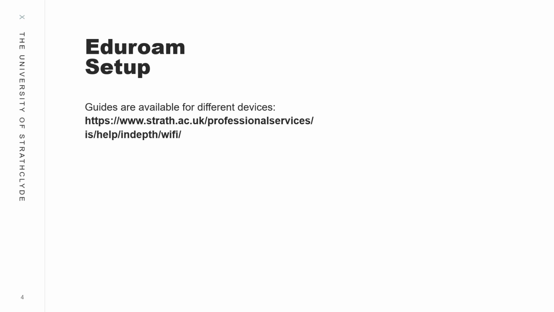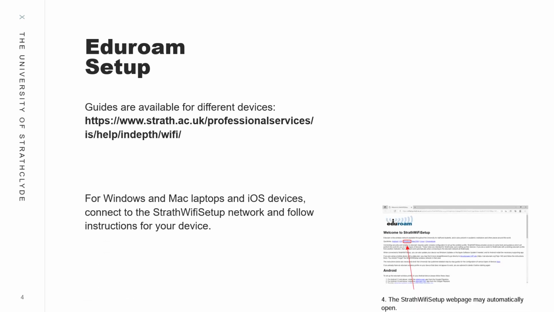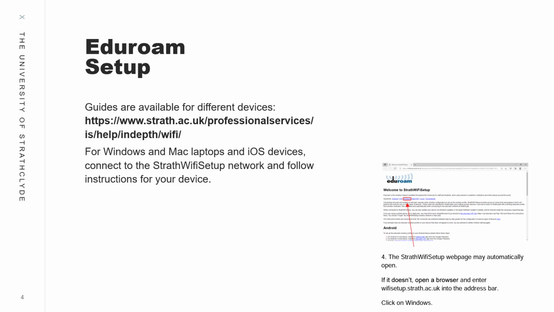So we have guides available for how to set up EduRoam on different devices. You can go to that link there, or the link should be in the comments below this video as well. For Windows and Mac laptops and for Apple iPad and iPhones, essentially you need to connect to this Strath Wi-Fi setup network, which is also available across campus, and follow the instructions for your device. This will involve installing some kind of app and logging in with your username and password.